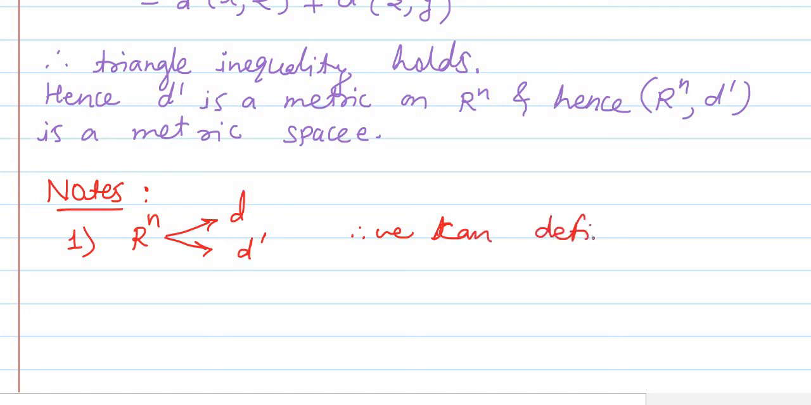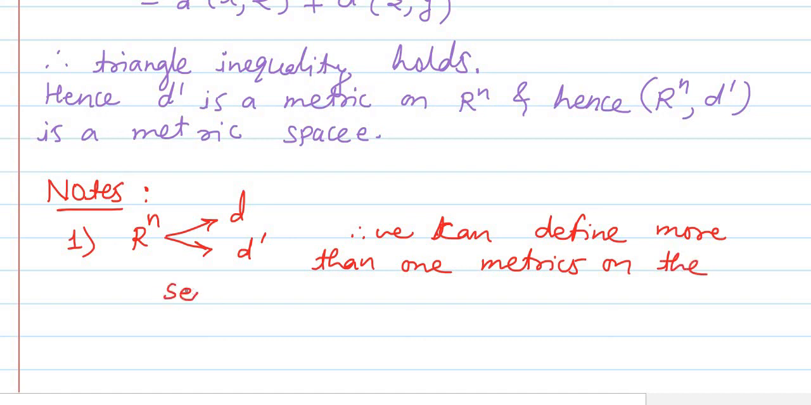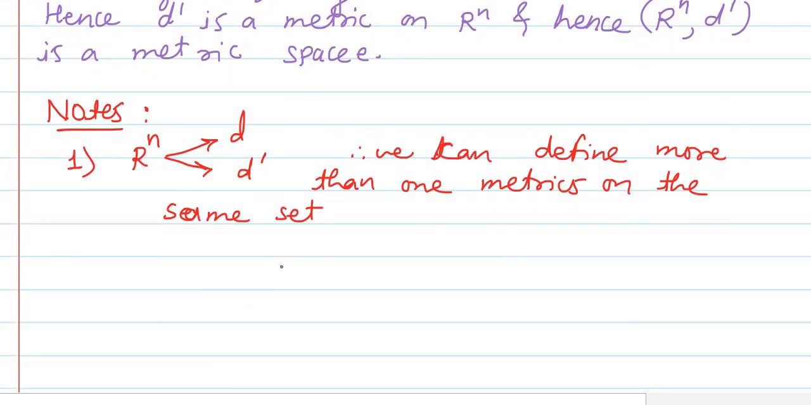So therefore we can define more than one metric on the same set, as we have shown in the example first and third. Okay, so in the example first the metric space was R raised to n comma d, and in example number third the metric space was R raised to n comma d dash. This concept later on again we are going to use in the next articles.